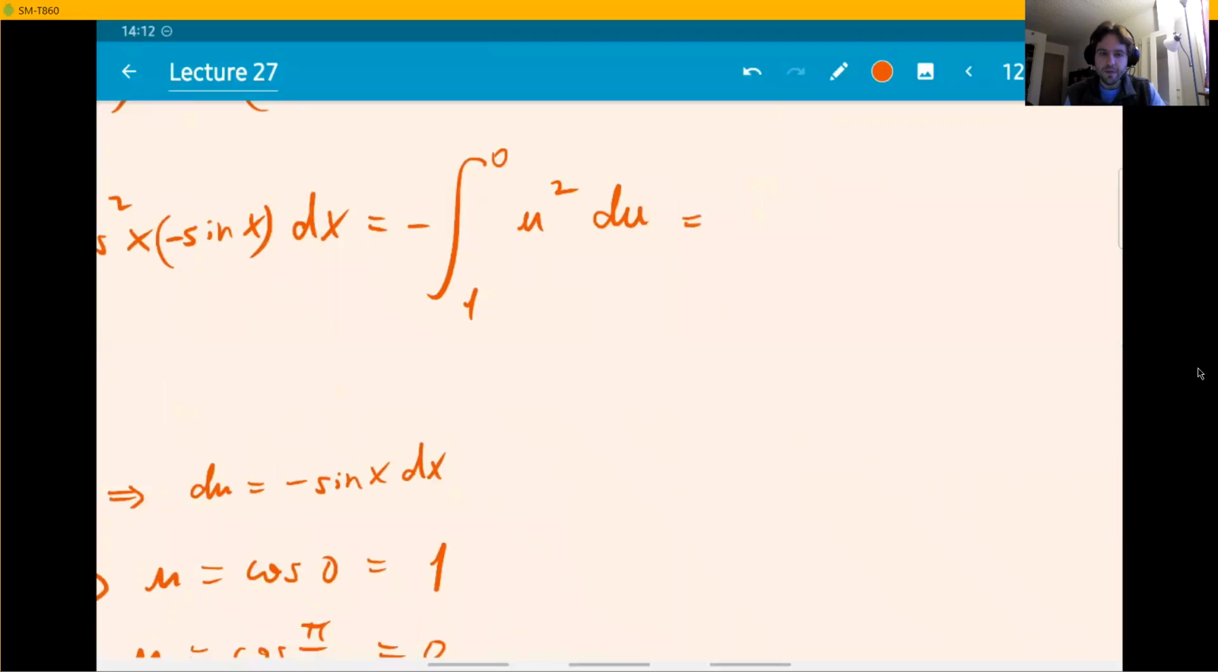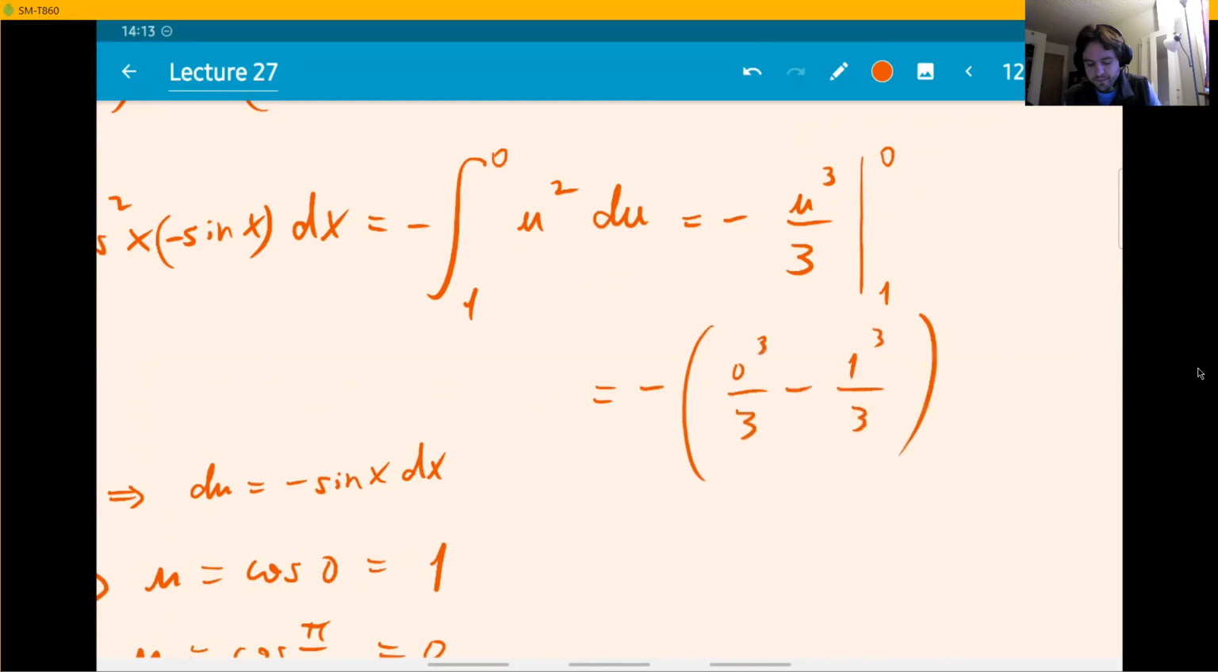Let's calculate this integral. Leave the minus sign outside. u squared, an antiderivative for that is u cubed over 3. That one should get evaluated between 1 and 0 in this order. So leave the minus outside. 0 cubed over 3 minus 1 cubed over 3. That's the meaning of this symbol between parentheses. So, okay, what is the answer here? 0 will be 0, minus minus gives you a plus, and this is 1/3.